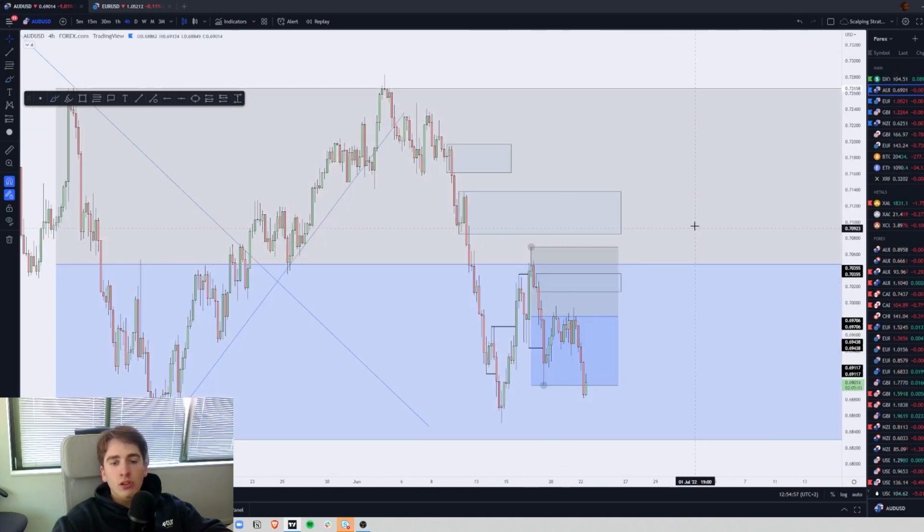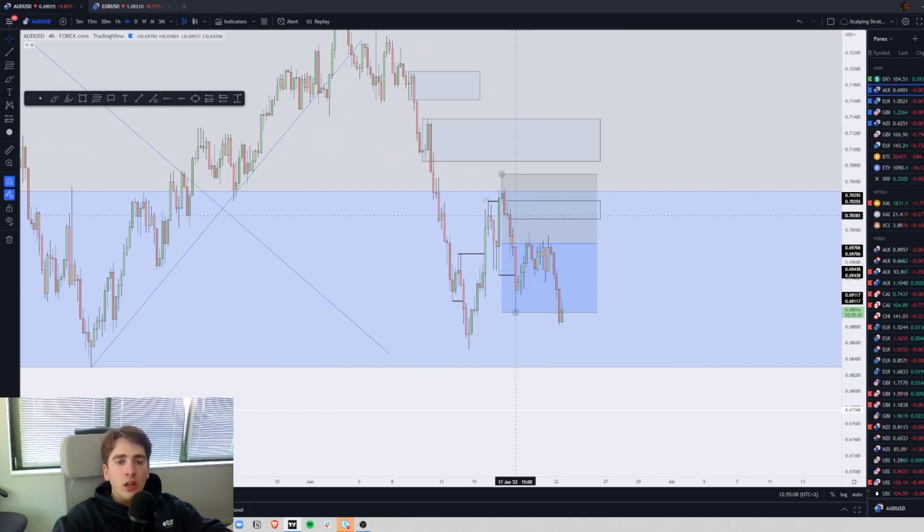Then we have Aussie dollar. Aussie dollar was waiting for a push just slightly higher. Ultimately, we can see that we dumped towards the downside from the 50% mark of the overall swing range. So yeah, overall bias was correct.